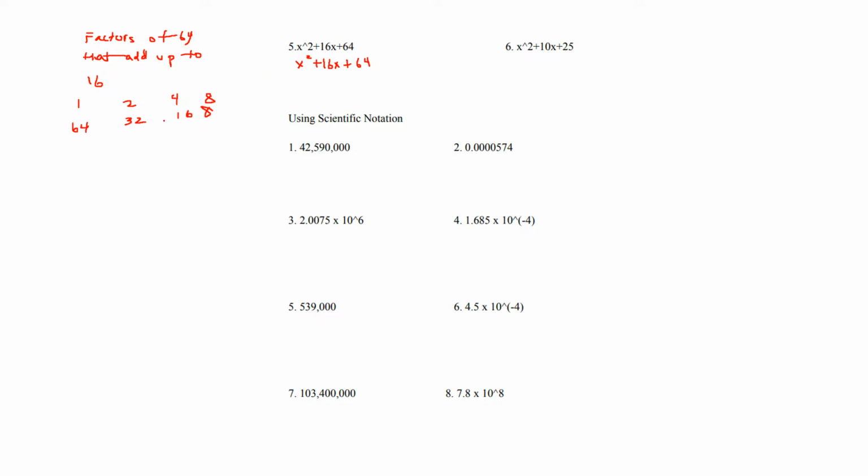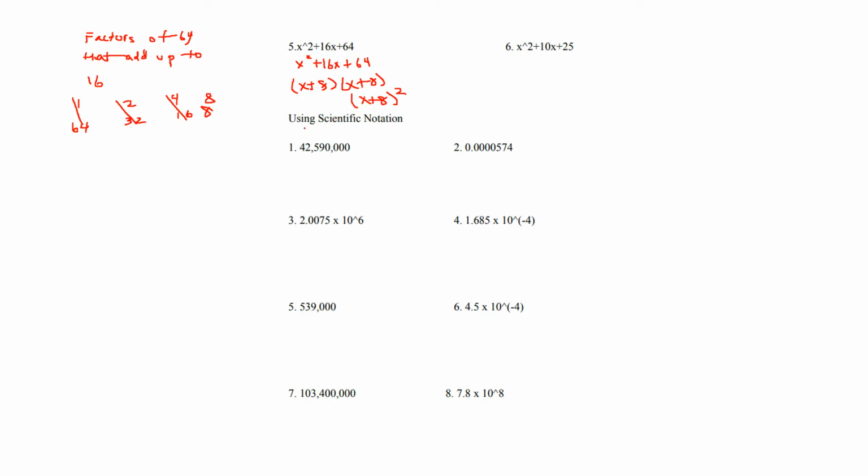So here, if you look, 1 plus 64 is 65, so that's not it. 2 plus 32 is 34, so that's not it. 4 plus 16 is 20, so that's not it. But here we have 8 plus 8, which is 16. So this means that this factors to x plus 8 times x plus 8, or just x plus 8 squared.